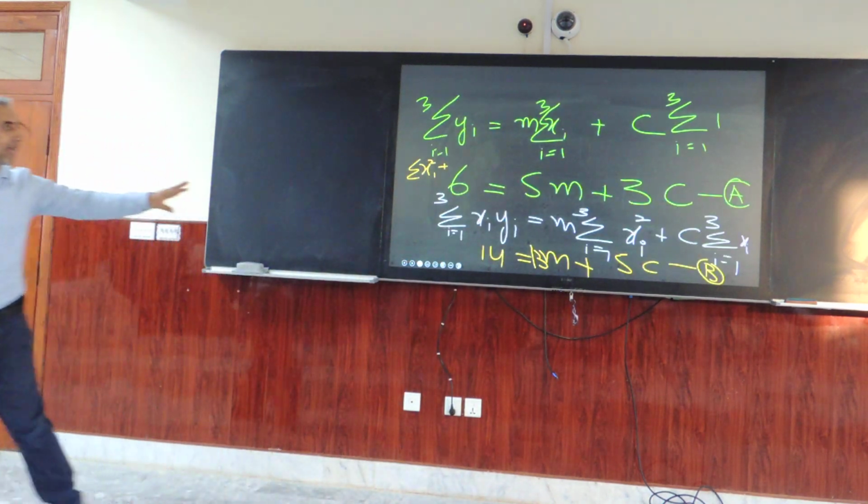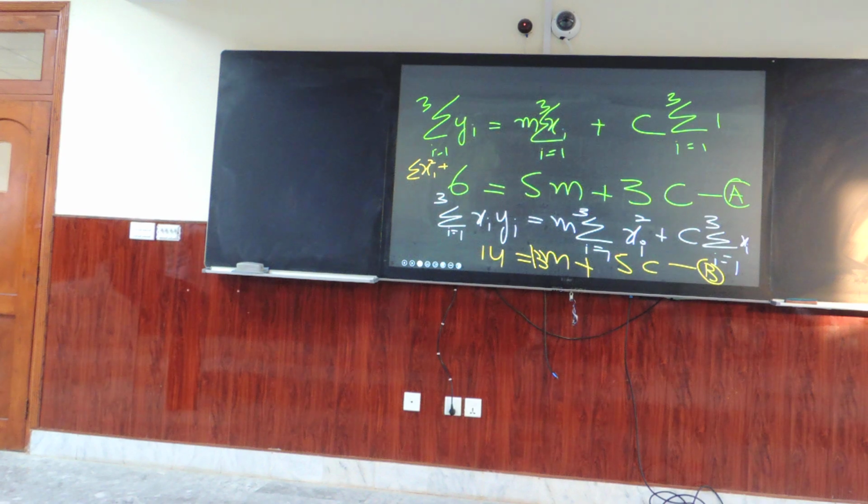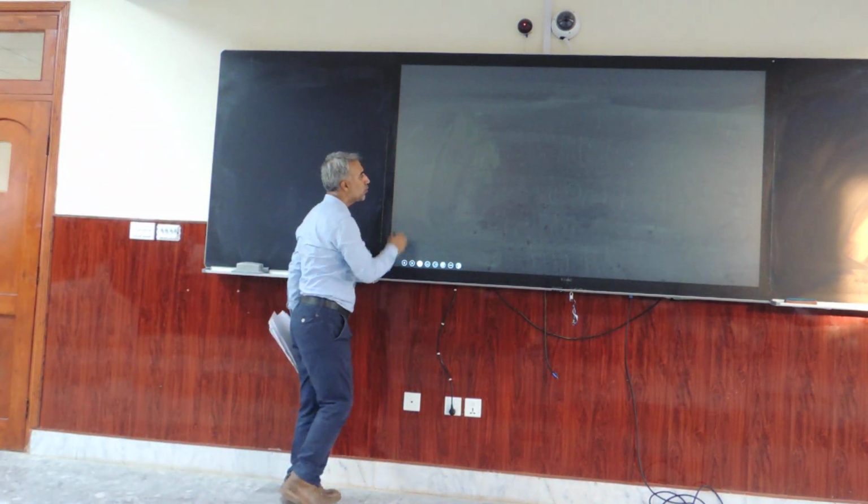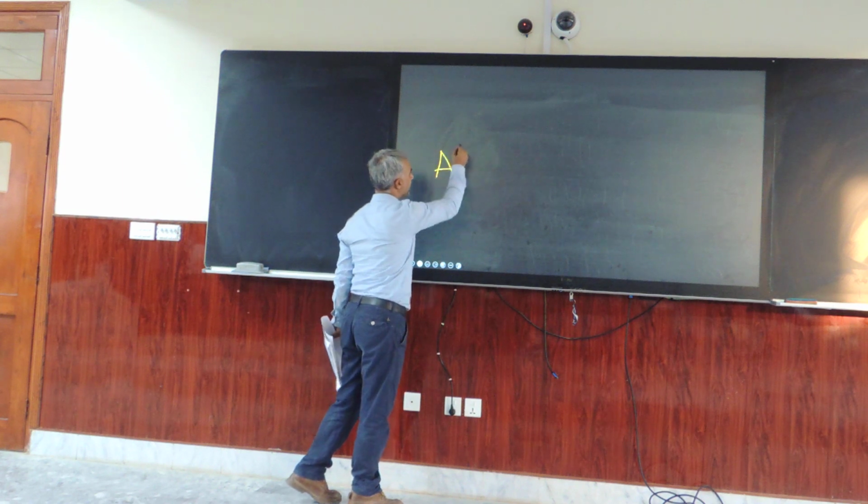So now, for A and B, if we multiply equation A with 13 and B with 5, then in each case we can get rid of the M value and we get the C intercept value. Once we have the intercept value, we can go along the point, make the equation of line, and get the equation of line in a beautiful way. Are you getting the point? Yes, sir.